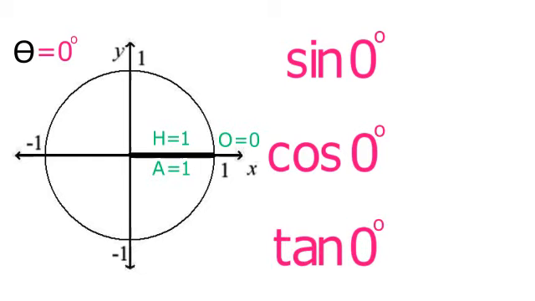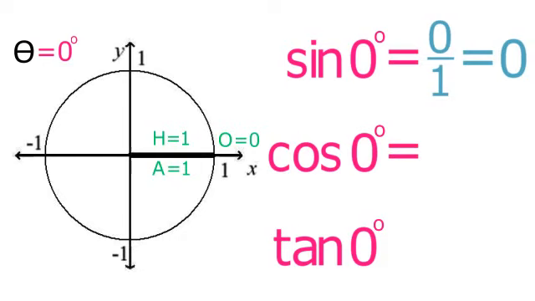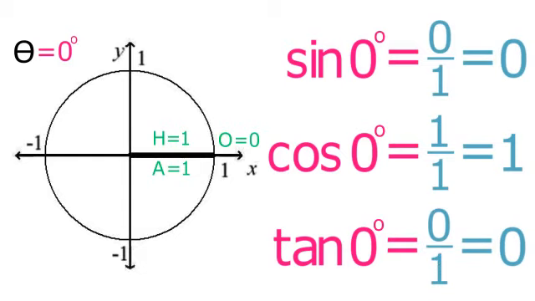For example, the sine of 0 degrees equals opposite over hypotenuse, which is 0 over 1, so the sine of 0 degrees equals 0. The cosine of 0 degrees equals adjacent over hypotenuse, which is 1 over 1, so this value equals 1. And the tangent of 0 degrees equals opposite over adjacent, or 0 over 1, which equals 0.